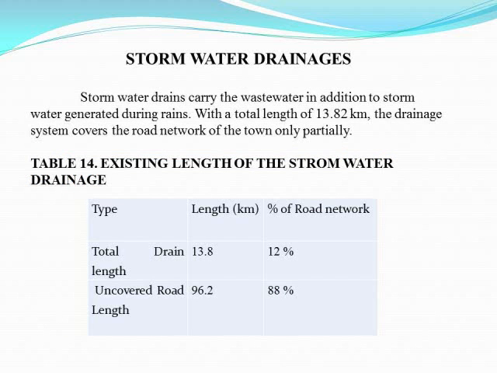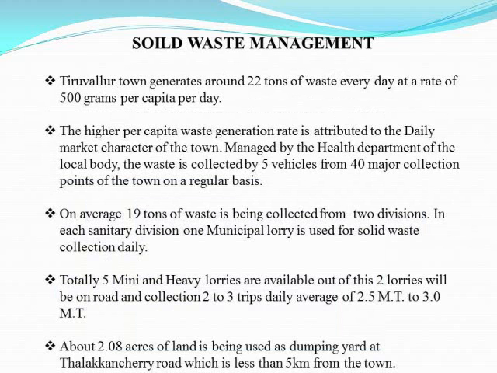Stormwater drainages. The stormwater drains carry the wastewater in addition to the stormwater generated during rains. With a total length of 13.82 km, the drainage system covers only 12% as shown in the table. Remaining 88% are uncovered.